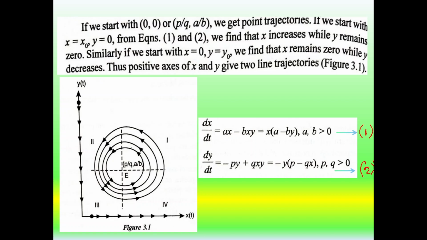Similarly, if we start with x equal to 0 and y equal to y naught, we find that x remains 0 while y decreases. From equations 1 and 2, it is true that the positive axes of x and y give two line trajectories, as shown there in equation number 3.1. At every stage, the expressions of x and y obtained in the solution are not met at any cost. Therefore, the trajectories are given independently as shown here.